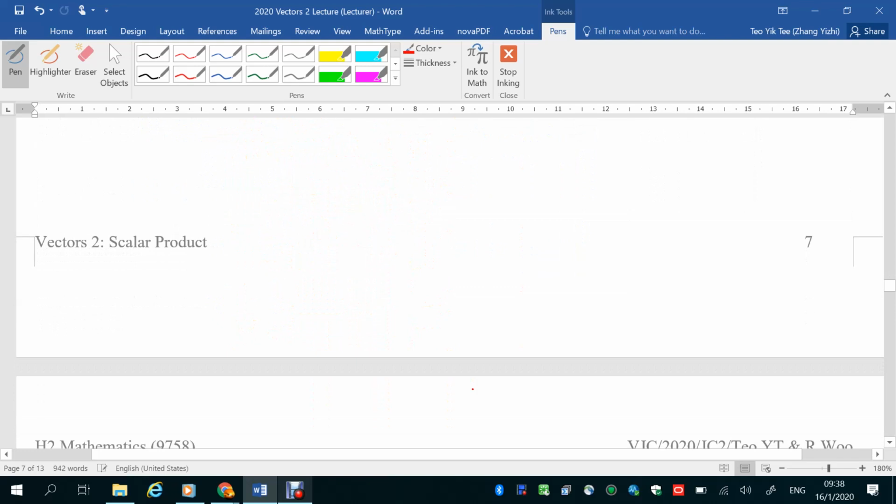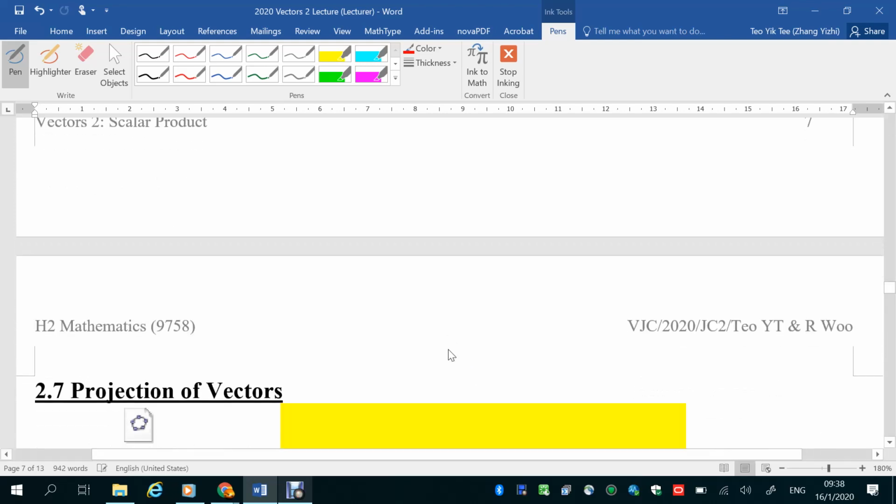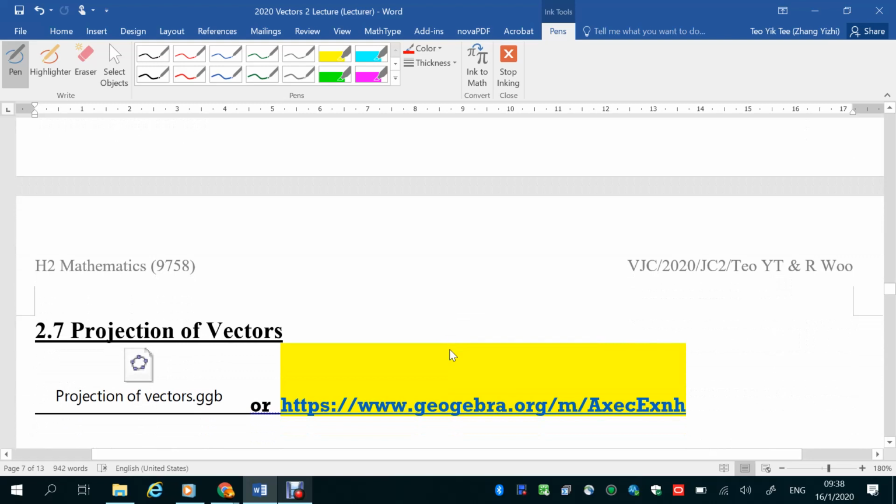Okay, so what we have used so far when it comes to dot product, let's do a quick recap again. We use dot product to find angles, and specifically we have been using it for direction cosines. The next use of your dot product is what we call the projection of vectors.